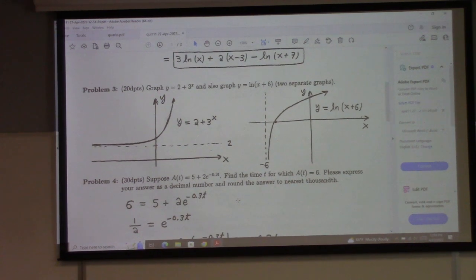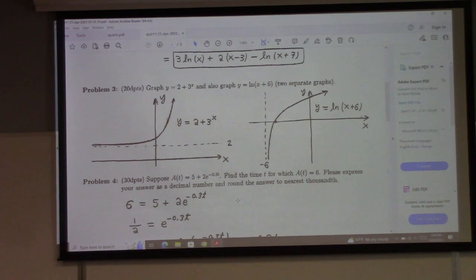The easiest way to think about the graph is you take the y equals 3 to the x graph and you shift it up 2. That's how you do that. This one is just the natural log graph shifted 6 units to the left. So this point right here would actually be minus 5, 0. If you just have y equals log x, that point is 1, 0. So it gets moved 6 units to the left. The y equals log x has a vertical asymptote at the y-axis, whereas this has a vertical asymptote at x equals minus 6.